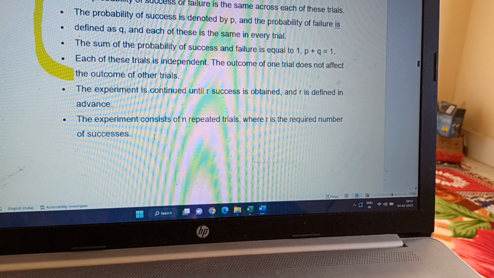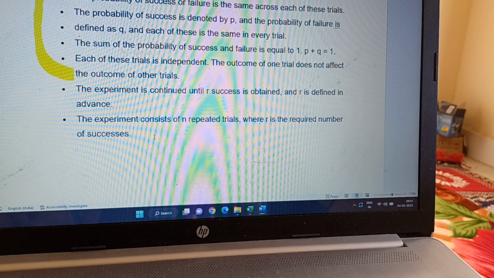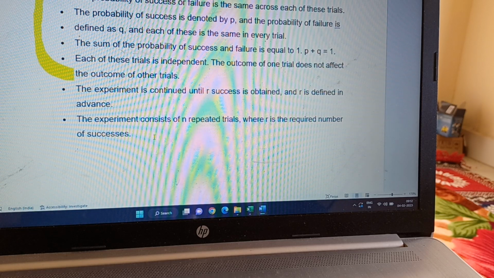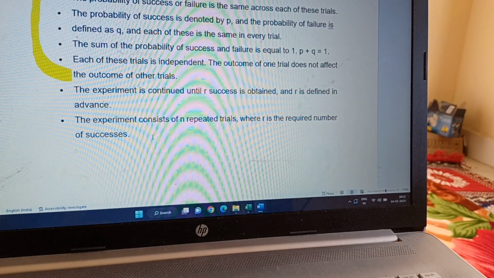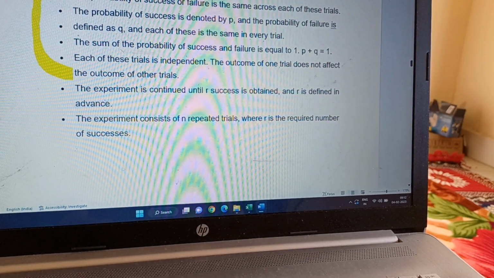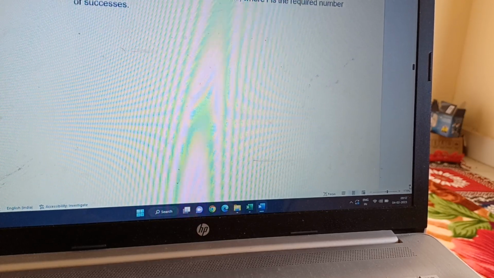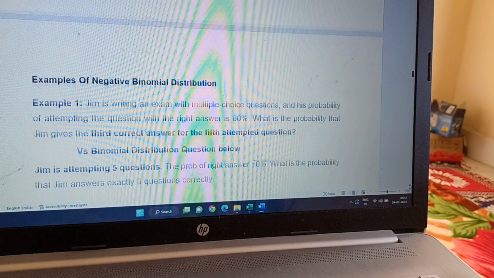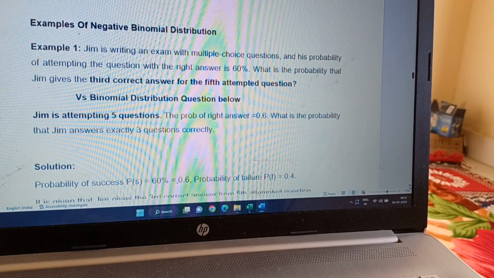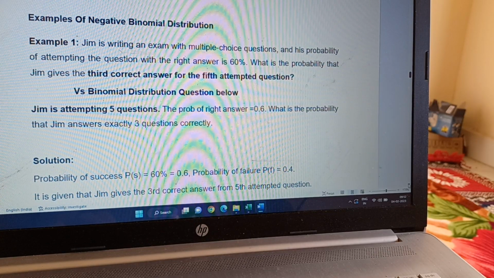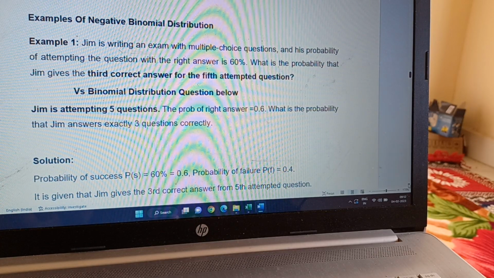We will be given only n minus 1 trials, not n, okay? So we have to add 1 to that to get the total number of trials. And we also have r minus 1 successes, so we add 1 to that to get the r successes. Now let's go and explain with an example so that you are better prepared for it.